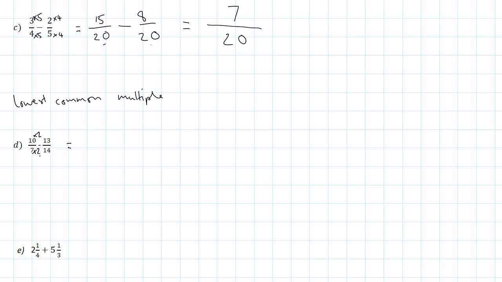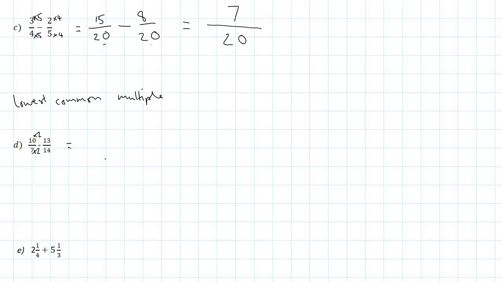If you've seen that before. So what you're looking for is the smallest number that's in both times tables, the 7 times table and the 14 times table. And that's 14. 14 is in the 7 times table, and 14 is definitely in the 14 times table, okay?